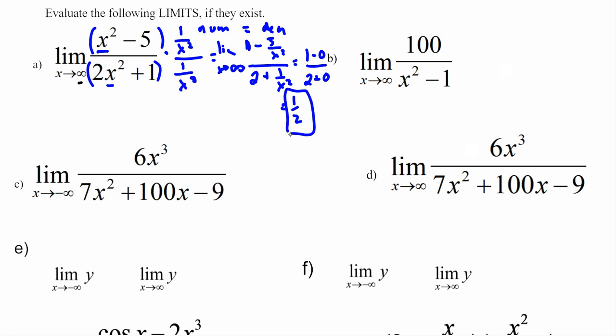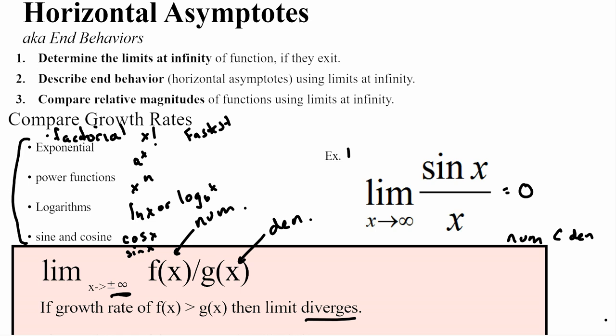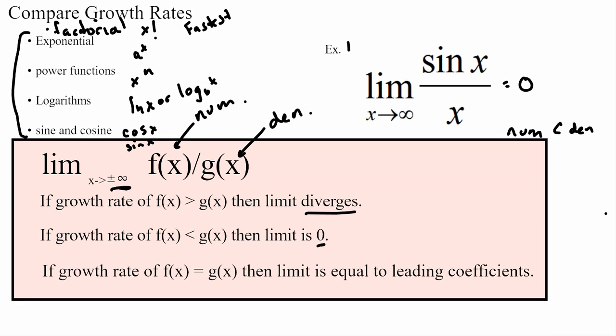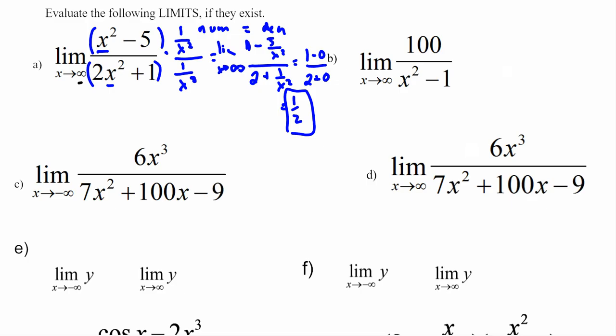And that's why whenever the numerator and denominator are equal in degree or in growth rate, the limit is going to equal the ratio of the leading coefficients. I'm just going back to my other slide, and that's why you see right here that when the growth rates are equal, the limit is going to equal the leading coefficients. All right, let's continue on.